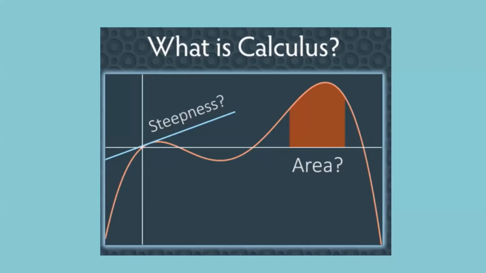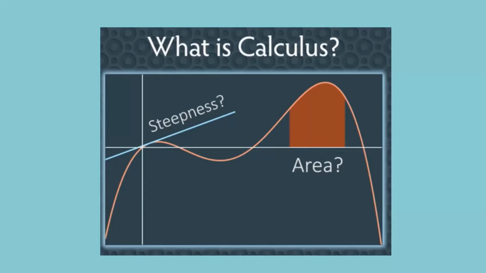How are we going to find out how steep a function is at a particular point? And the second question is, how am I going to calculate the area underneath the graph at some point? So maybe most of you have answers with you.